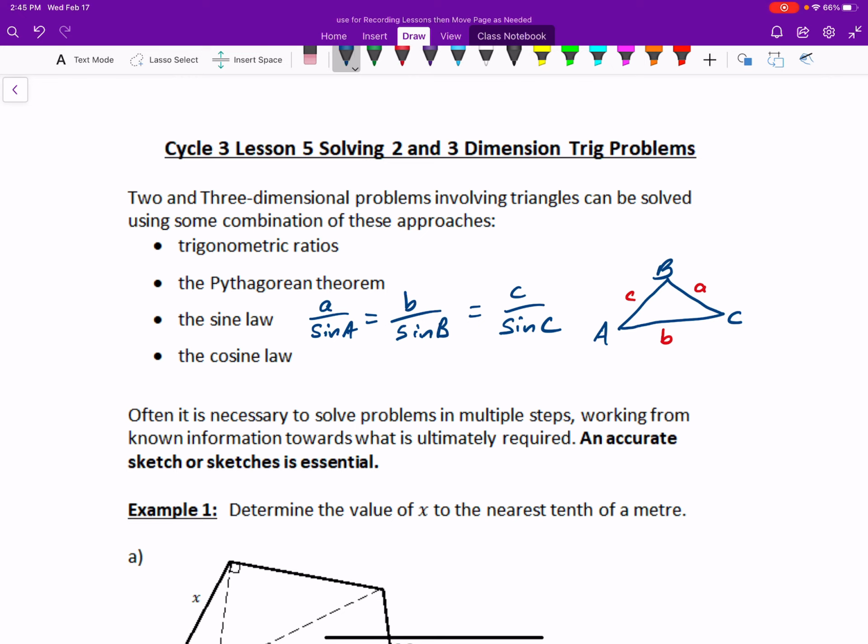So z over sine 80 is going to be equal to 3.2, the other side length, over sine 45. And then remember, I can cross multiply. If I want to get z by itself, I know that this sine 80 is just going to end up at the top of this other fraction. So z is equal to 3.2 times sine 80, and then I'll divide that by sine 45.